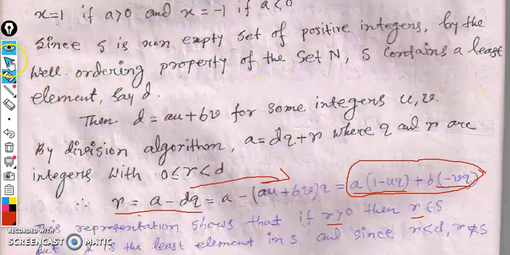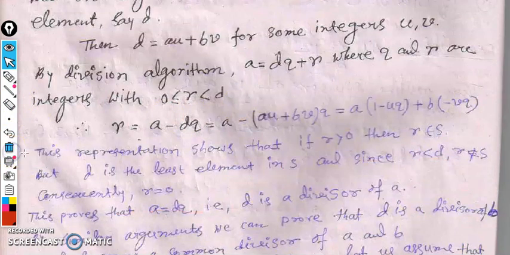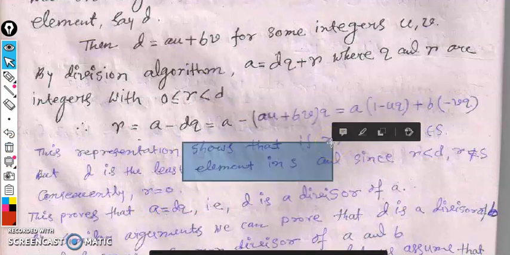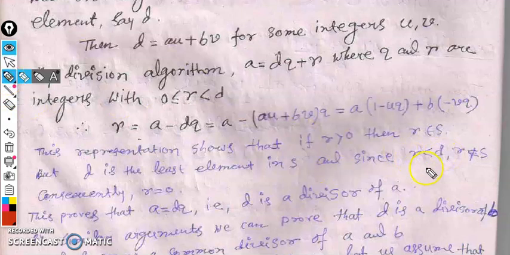Since we consider d as the least element, this is a very important line for you. If r belongs to S, it also represents that r is lesser than d, which is a contradiction, because we considered d to be the least element. So the only case that arises is r equals 0, because the other case should not happen.